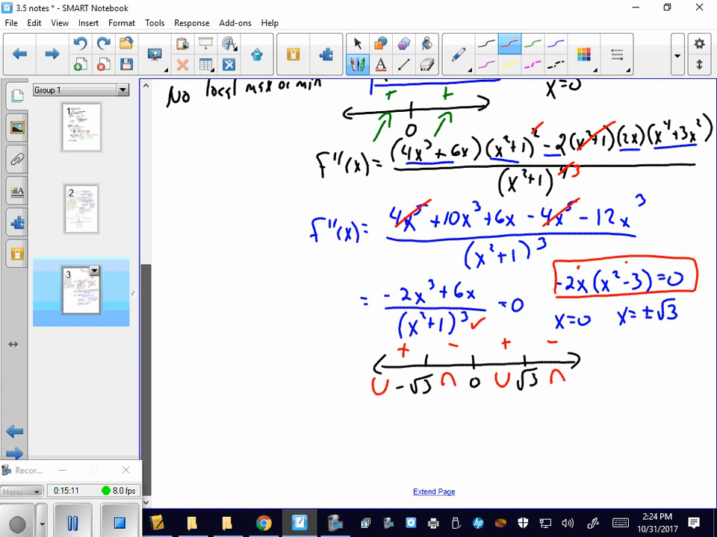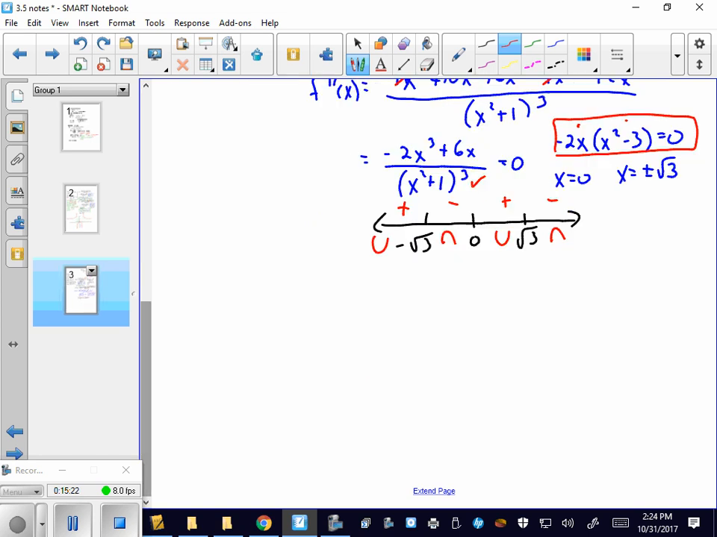All right, this time, all of these values, negative root 3, 0, and root 3, are all on the original graph because it's not undefined anywhere, so these are all going to give us inflection points. So I'm going to have 3 inflection points. The first one will be at negative root 3, something. The next one will be at 0, something. And then the last one is going to be at positive root 3, something.